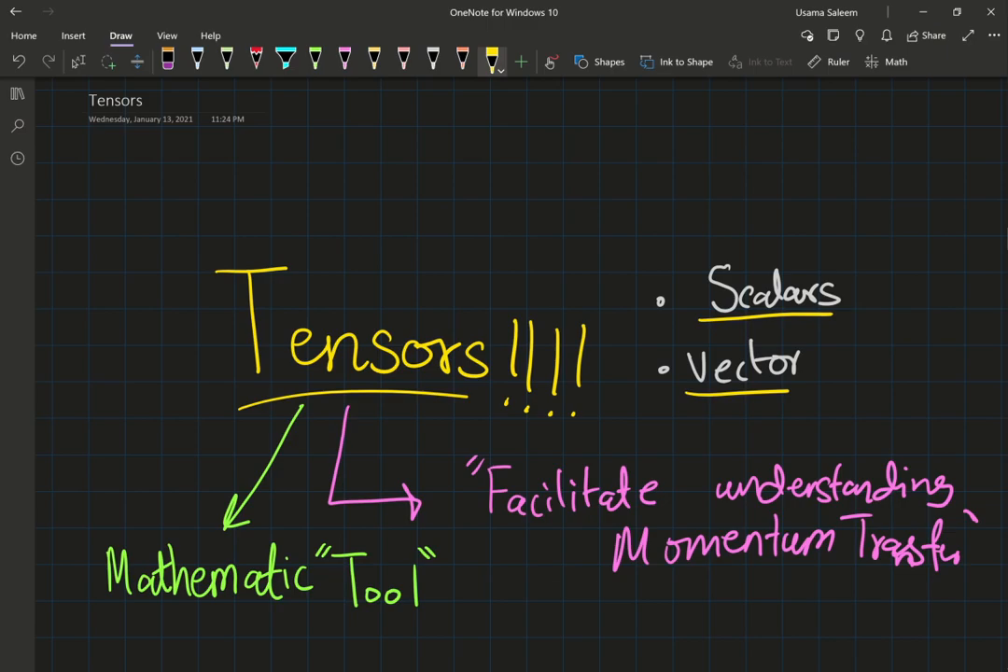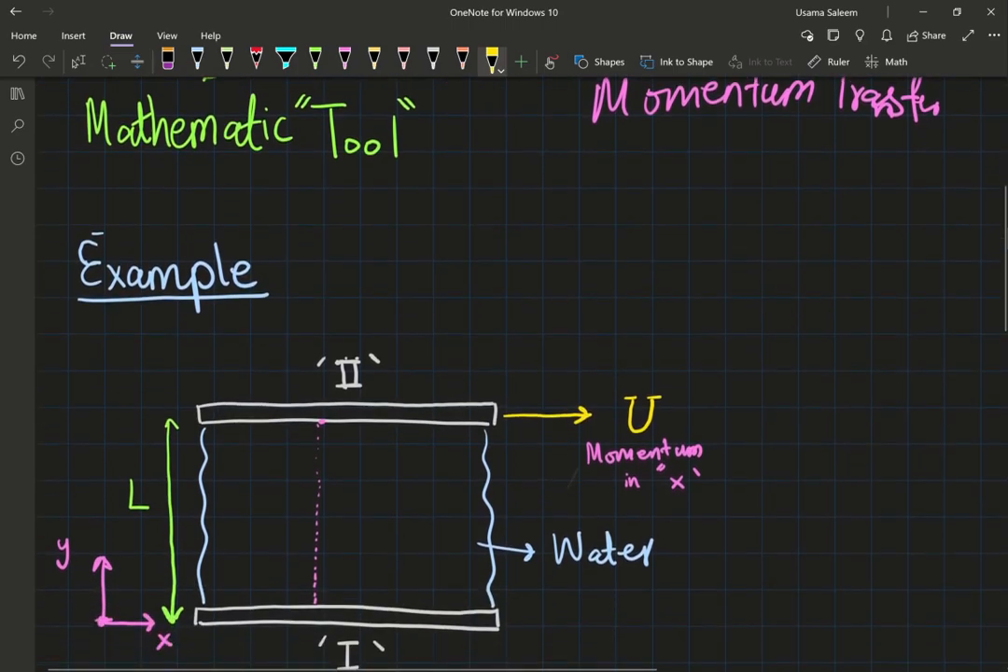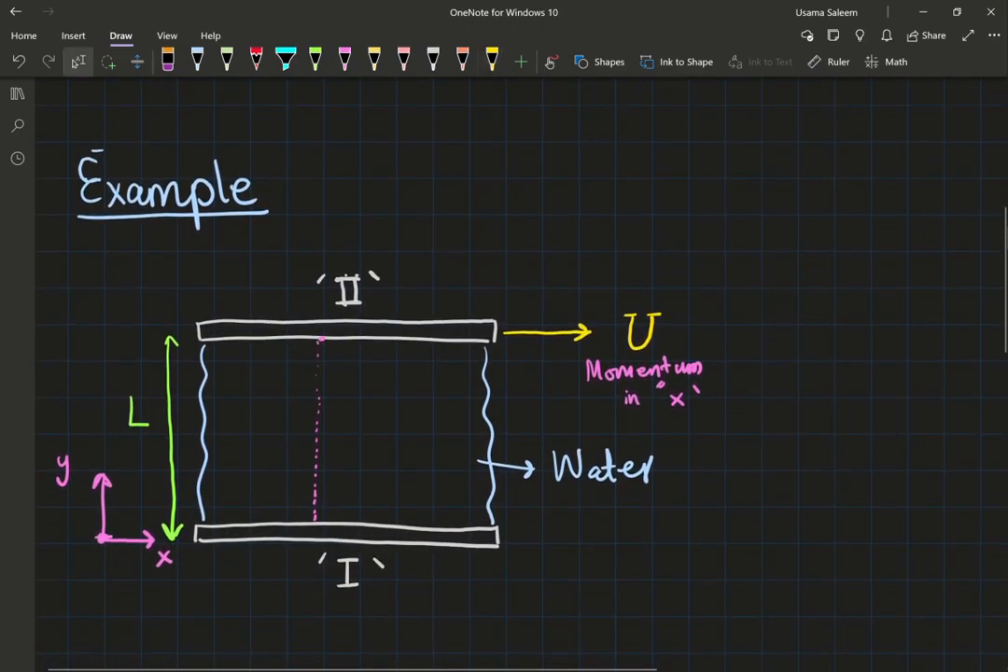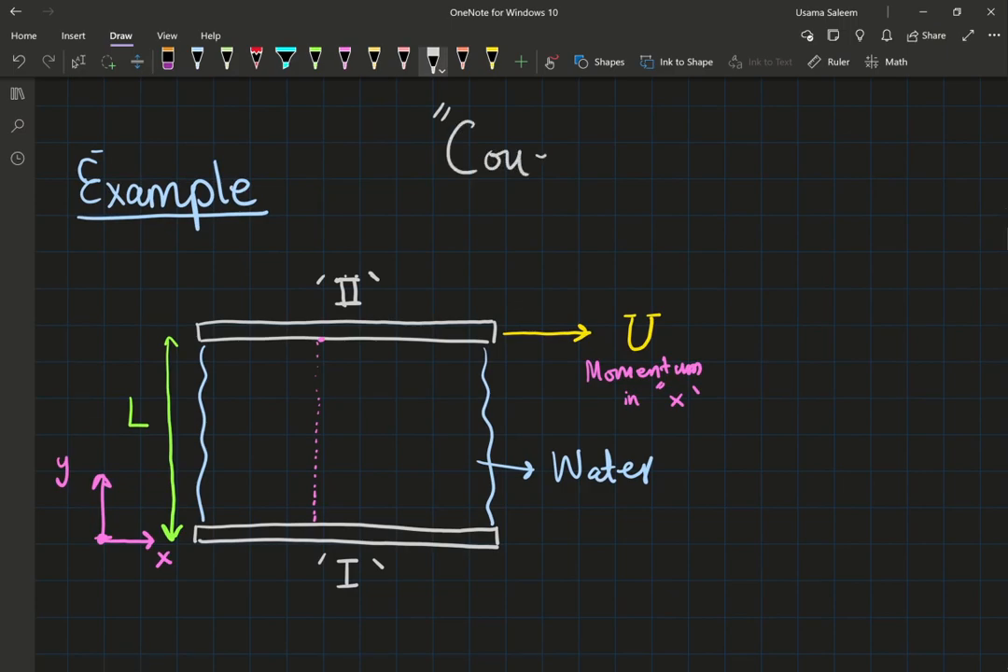Let me show you why. Let me show you how. Here I have a simple example. I have a Couette flow problem. Couette flow is a shear driven flow. We'll talk more about that later. So you can see my coordinates. At y equals 0 I have plate 1, and at y equals L, the length L, I have plate 2.